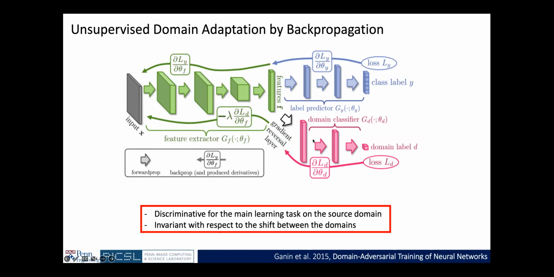Because at this point, you're no longer trying to classify it correctly. You want to confuse the network that this is domain 1 as well, this is domain 2 as well. So yeah, the key point is to bring the features together by doing this gradient reversal step between the source distribution and the target distribution.